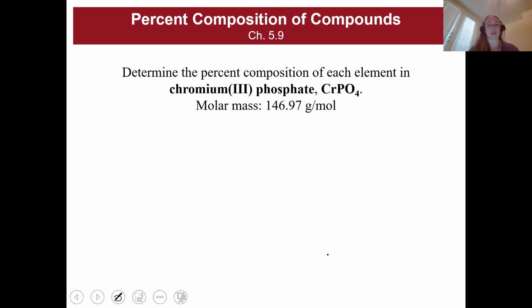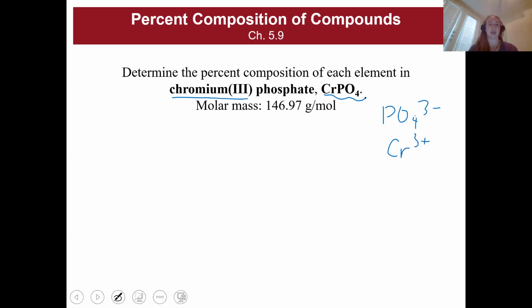We want to determine the percent composition of each element in chromium(III) phosphate. So chromium is a transition metal, so we give it our charge in Roman numerals in parentheses, and phosphate is one of our polyatomic ions. So you have to remember that phosphate is PO4 3-. And that's why chromium 3+ goes along with it, and there are no subscripts on our chromium or our phosphate ion. Anyway, that's our naming and formula convention from last time.